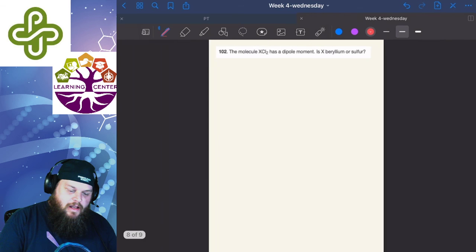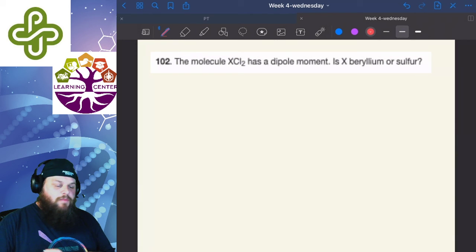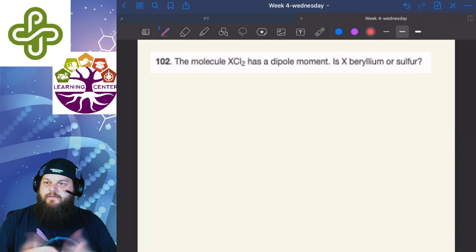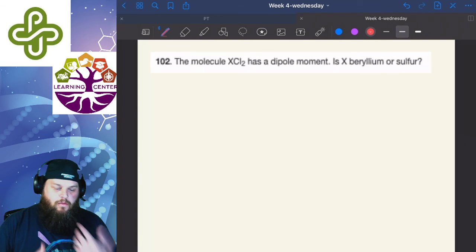So the next one, this is going to be the last one I think I'm working on, because we've already gone a bit over time. The molecule XCl, X just stands for any element that's out there, has a dipole moment, they're saying, and they want to determine what X could be. And they know it could be either beryllium or sulfur. So we want to know which one of those it is.